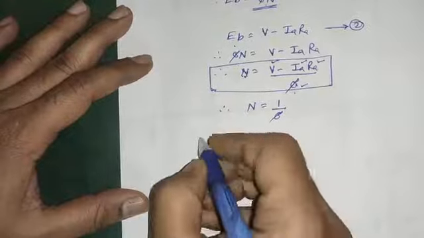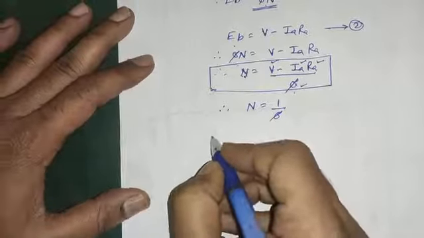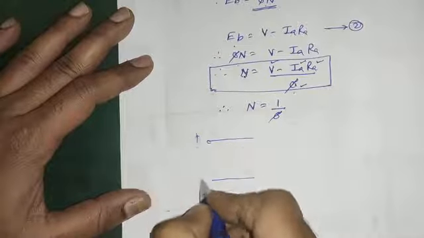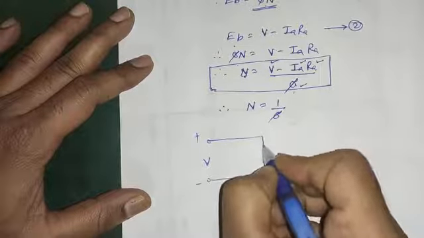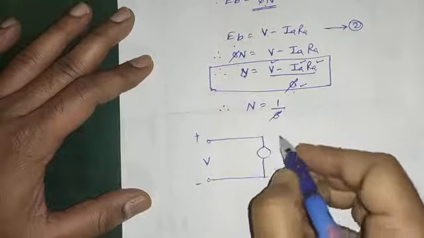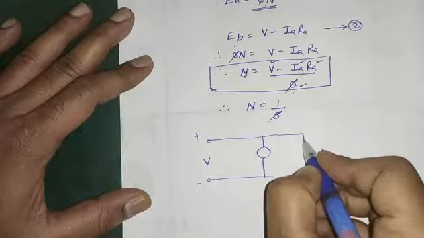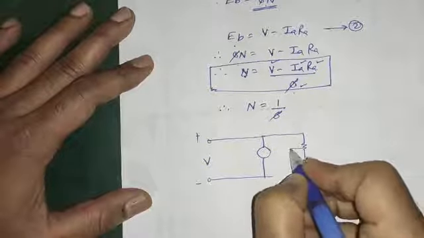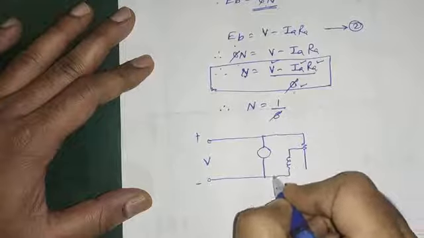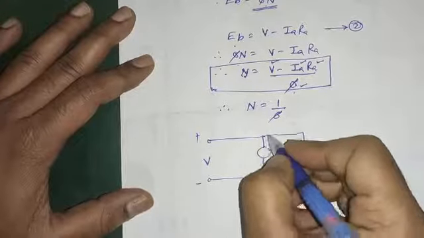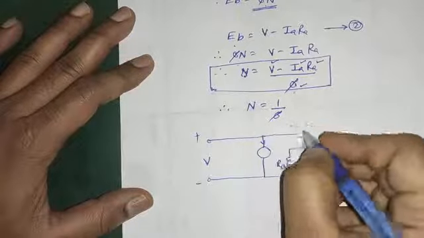Now consider a DC shunt motor. Here we are drawing a simple diagram of a DC shunt motor. This is the terminal voltage V. This is your armature, and this is RSH, that is the shunt field winding. This is the armature.